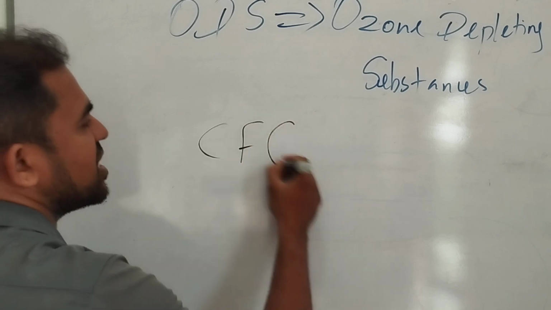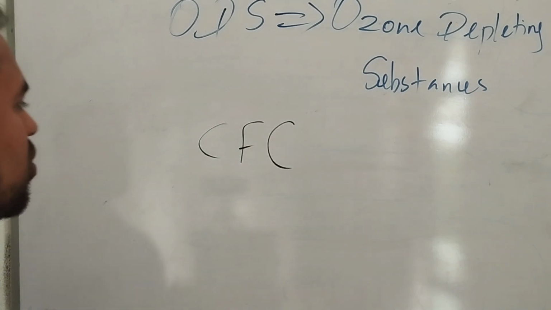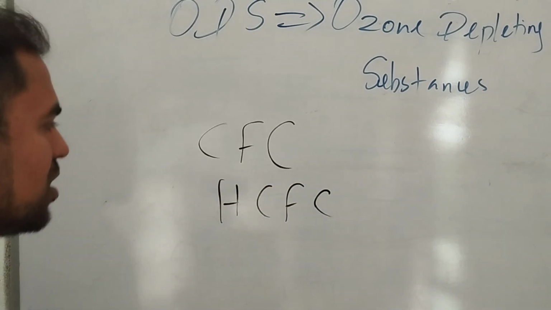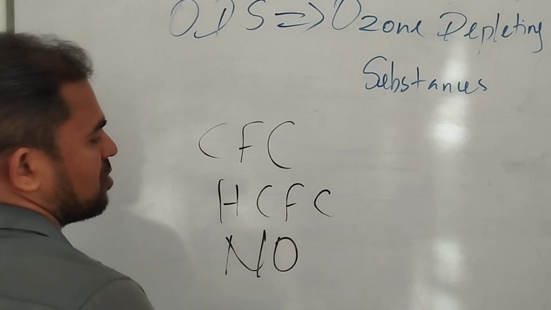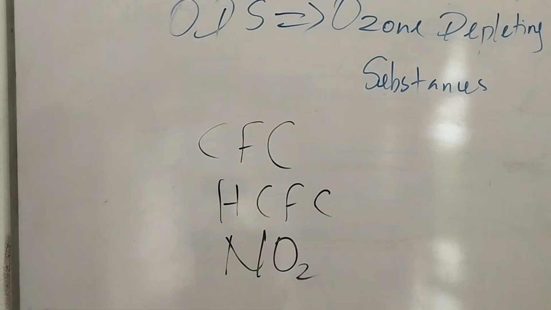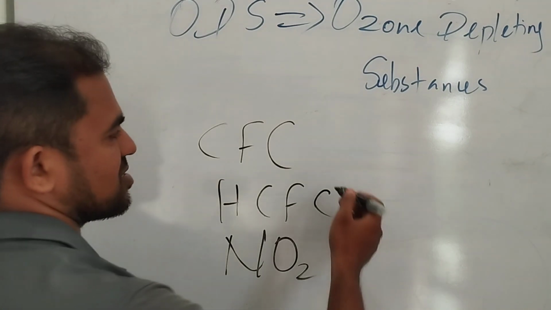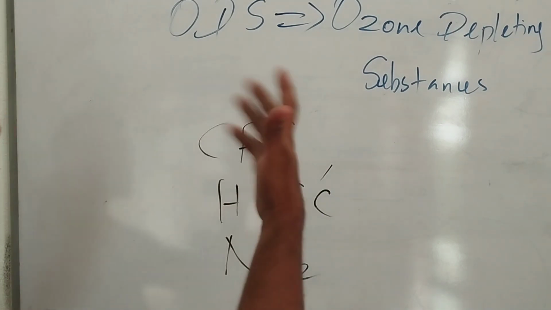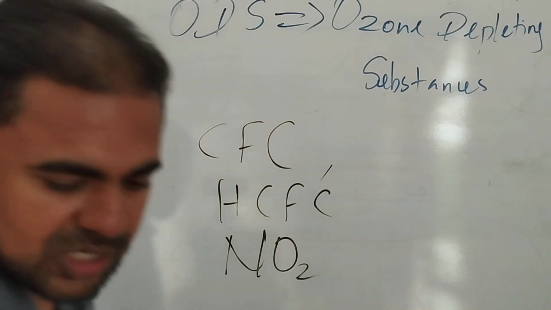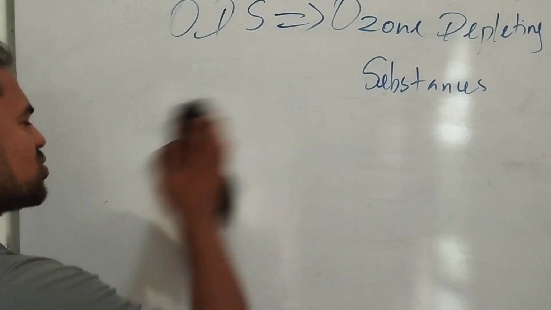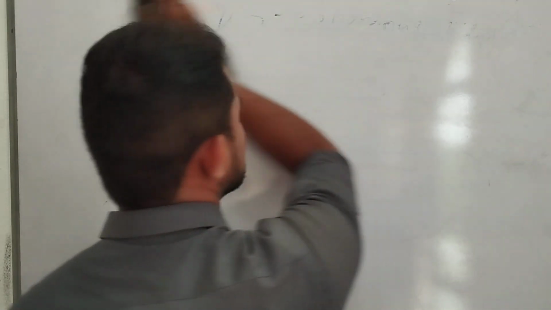CFC is the major ozone depleting substance, CFC or HCFC. NO2 gas present in the atmosphere, as well as carbon tetrachloride. These are the gases, or the substances, which deplete the ozone layer. So how does the ozone depletion occur? We will discuss the chemical reaction that is taking place in the ozone layer.